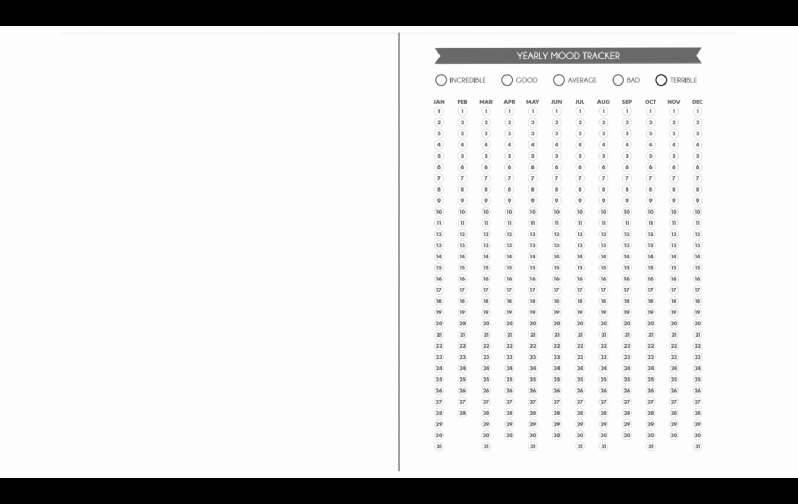Using a yearly mood tracker is a great method to determine if your mood shifts have a certain pattern. So for example, if you're having a lot of bad and terrible days in the middle of the month, you can come to the conclusion that there's definitely something in the middle of the month that is affecting your mood. So here's how to use the yearly mood tracker.